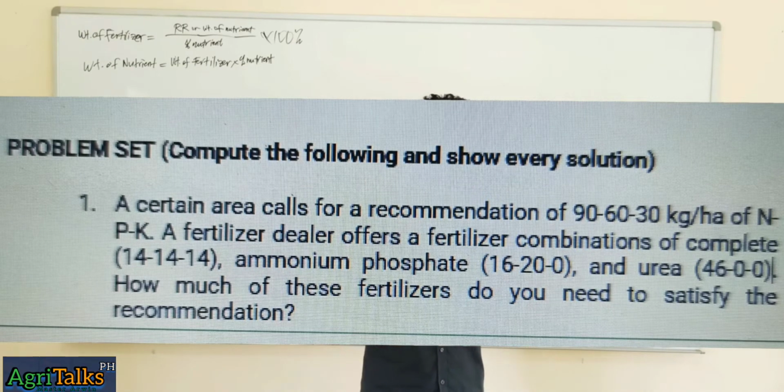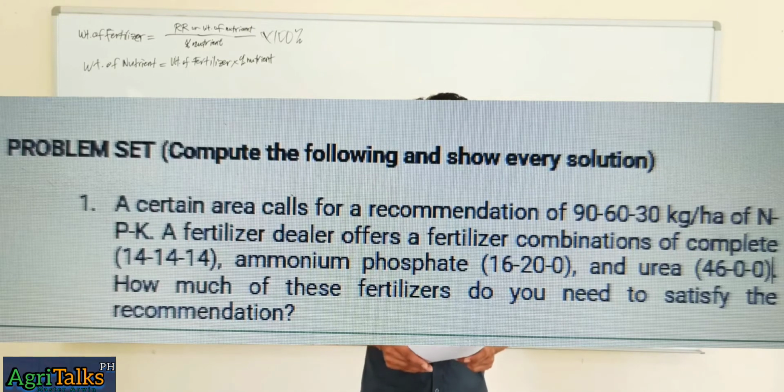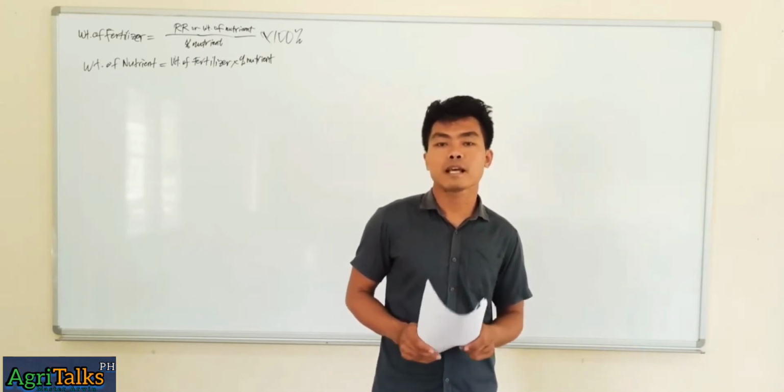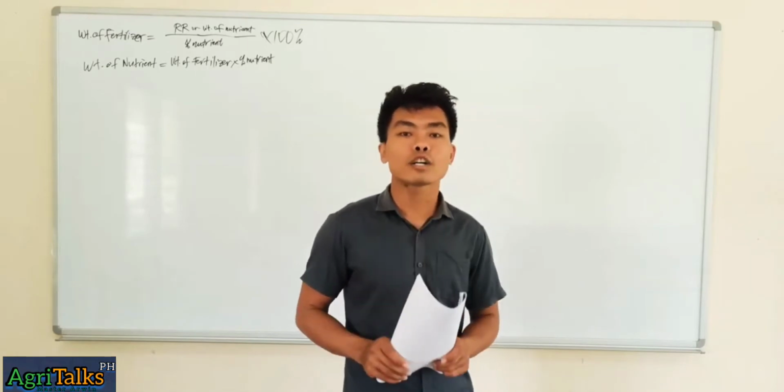ammonium phosphate having a 16-20-0 fertilizer grade, and urea having a 46-0-0 fertilizer grade. The question is, how much of these fertilizers do you need to satisfy the recommendation? Okay guys, we will compute this problem in a step-by-step manner. Please follow our solution.